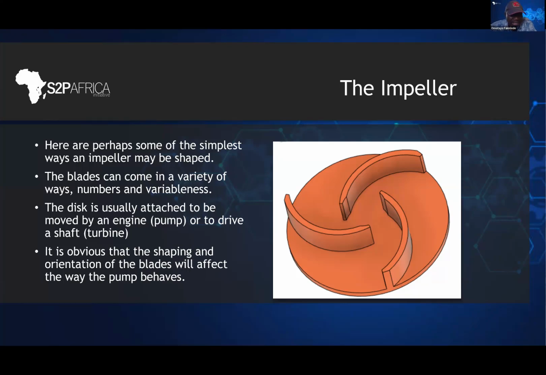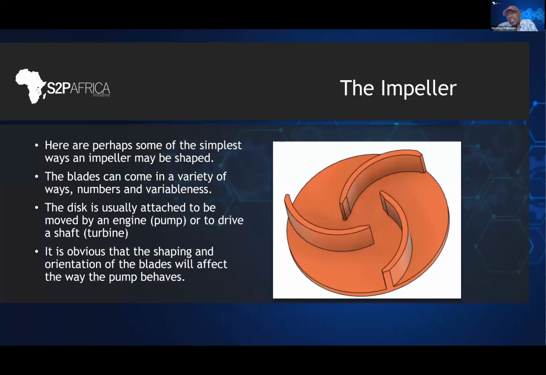It is obvious that the shaping and the orientation of the blades will affect the way the pump behaves, how much pumping you can do, how much fluid you can move, and then the power of a turbine. If you give it a particular amount of flowing water, how much power is it going to yield? If I had two blades, if I make it three, at what point would the law of diminishing returns occur?